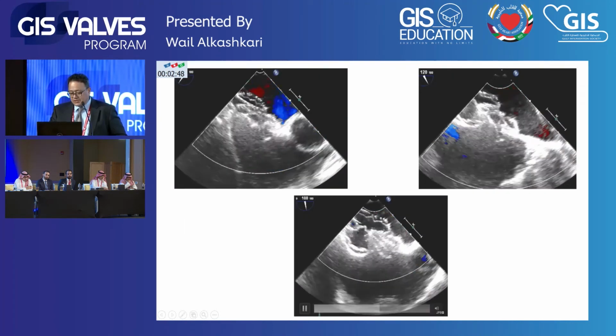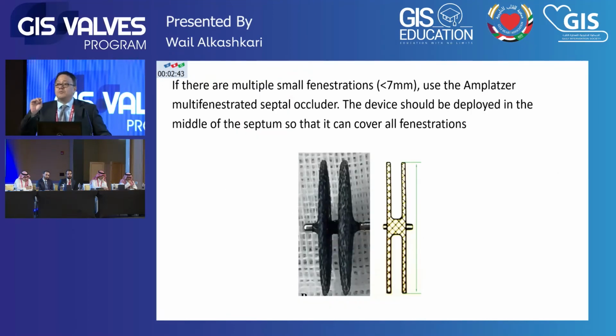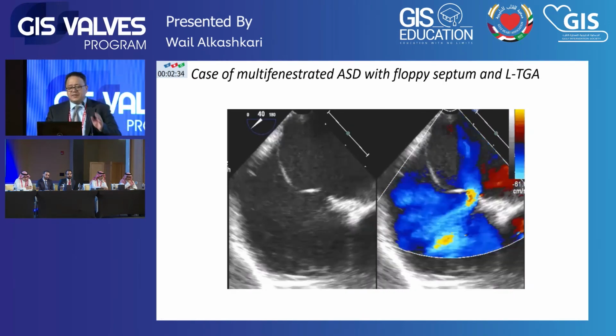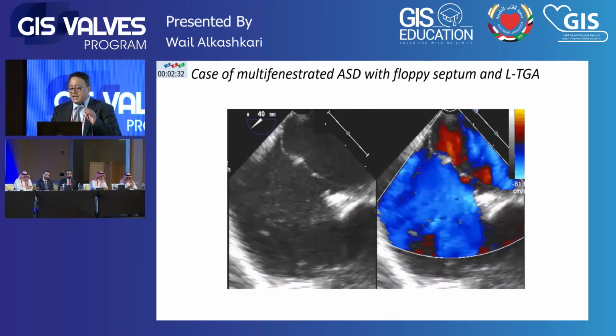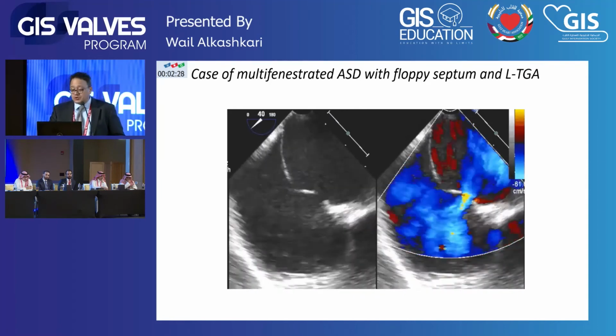That's the TEE, as you see here. Sandwiching each other. If there are too many holes, like fenestrations, tiny, 3-4 millimeters, what do you do? Use the multi-fenestrated ASD device. This lady had a multi-fenestrated ASD with flabby septum and LTGA. I will not go into detail because of time.